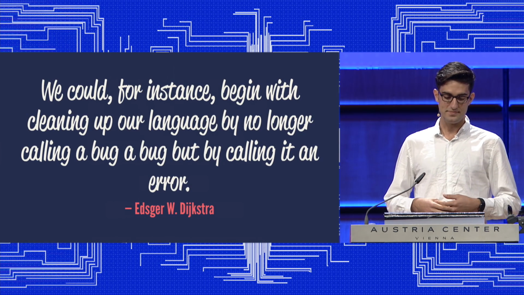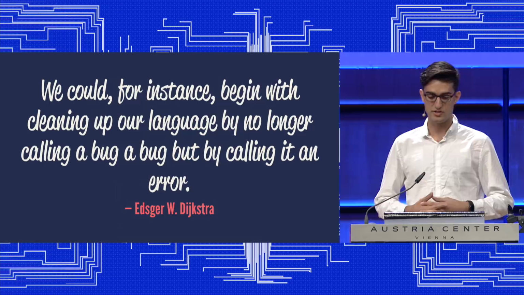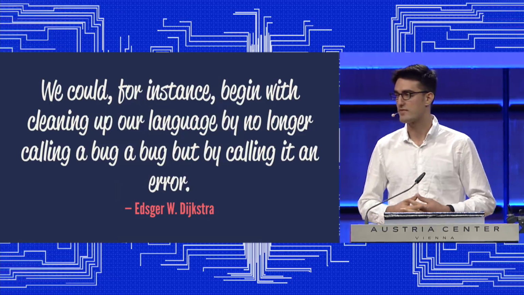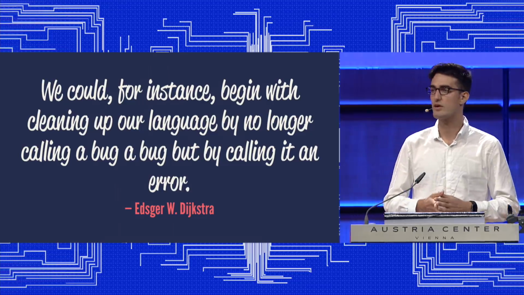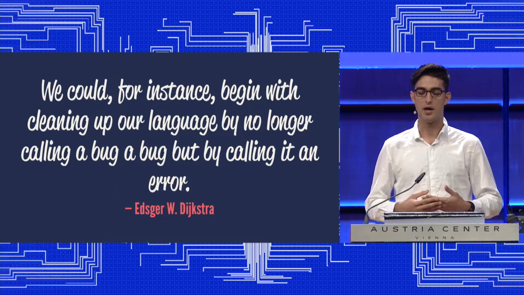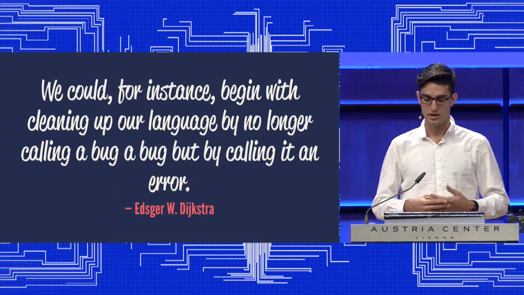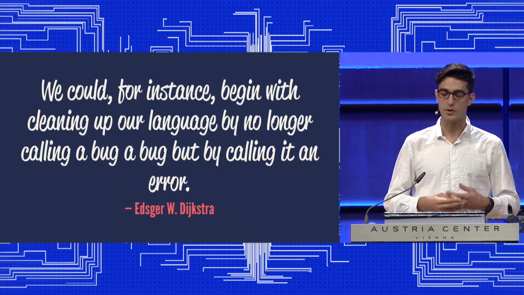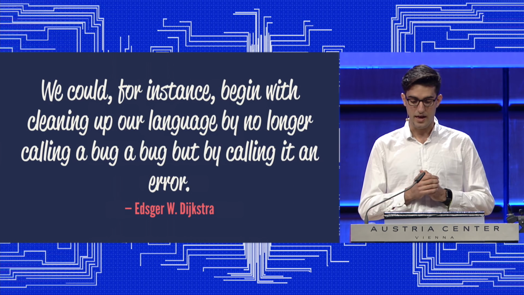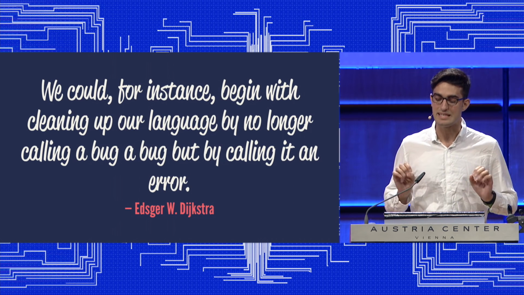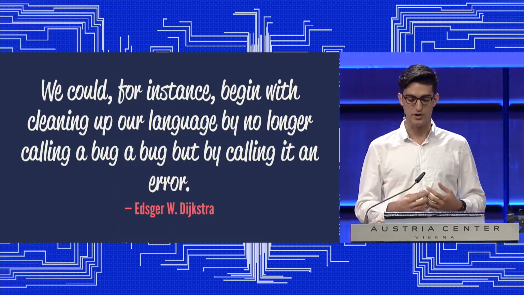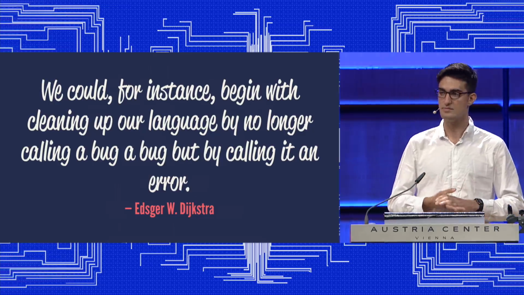So the famed computer scientist Edsger Dijkstra spoke about how he despised the term bug since it disguised where software defects actually come from. He said we could, for instance, begin with cleaning up our language by no longer calling it a bug, but by calling it an error. It is much more honest because it squarely puts the blame where it belongs, with the programmer who made the error. The animistic metaphor of the bug that maliciously sneaked in while the programmer was not looking is intellectually dishonest, as it disguises that the error is the programmer's own creation. End quote.